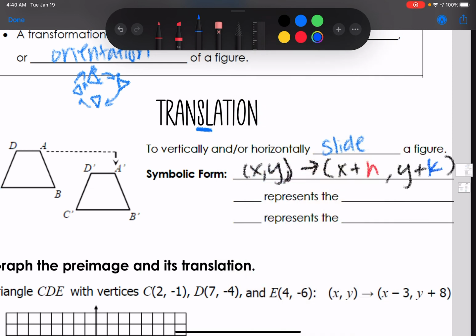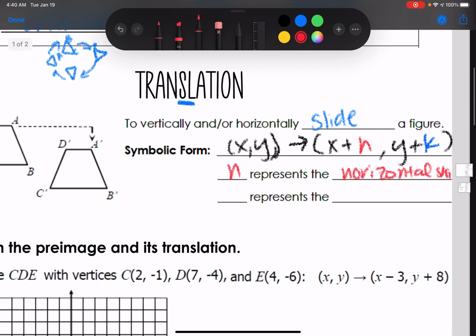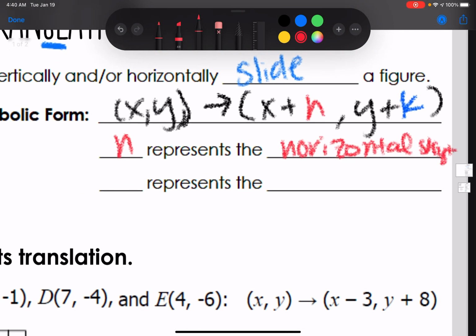All right, now here's the deal. Some people will also make this plus or minus, and that's fine. You can do that if you'd like, but at the end of the day, you're still adding them. You're still going to be combining those numbers. It's just giving you a map. Now, the h part of this represents the horizontal shift. And then the k represents the vertical shift.